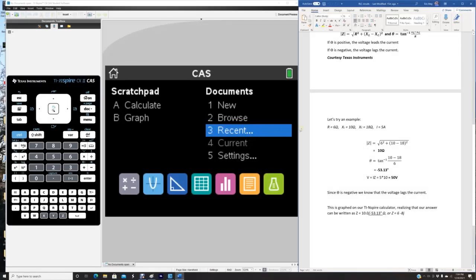So let's try an example. Here we have a resistance of 6 ohms, an inductor effective resistance of 10 ohms, and a capacitor effective resistance of 18 ohms. Finally, let's use our current to be 5 amps.